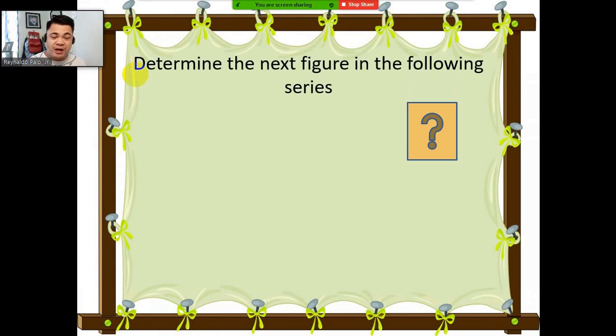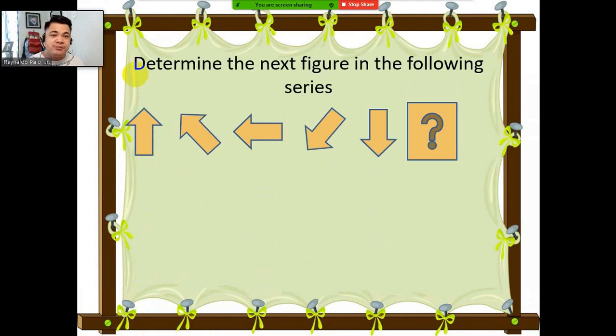Of course, maybe we have a sequence here. We have north, we have northwest, we have west, we have southwest, we have south. What do you think is the next term of the sequence? Alright, very good. It is southeast.